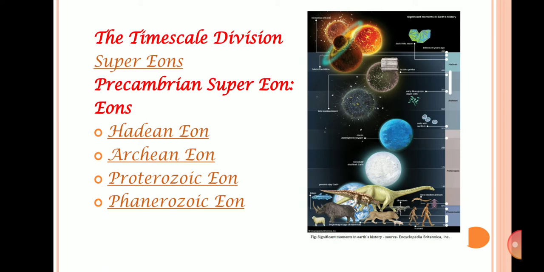Each of the eras is subdivided into smaller time units known as periods. The Paleozoic has 7 periods, the Mesozoic 3 periods and the Cenozoic has 2 periods. Each of the 12 periods is further subdivided into epochs and each epoch into ages.